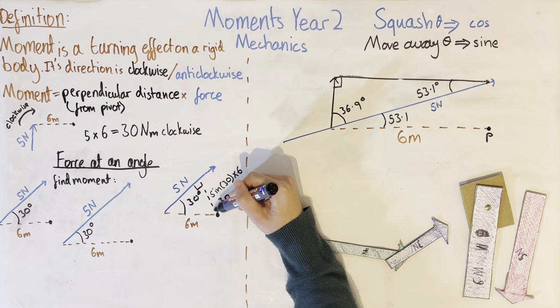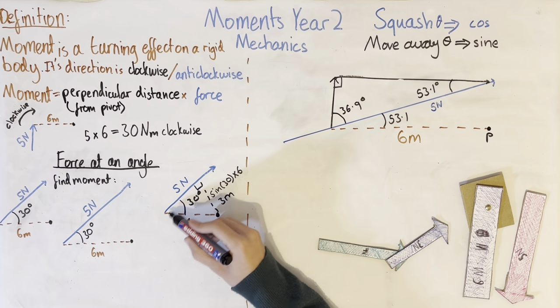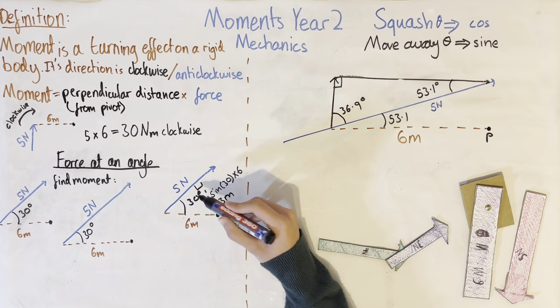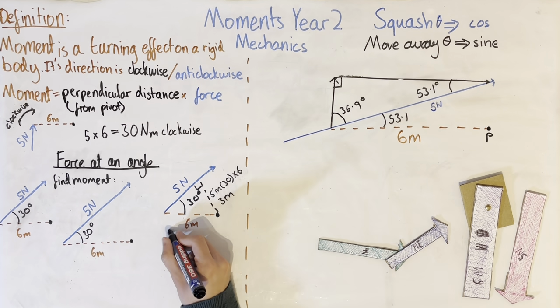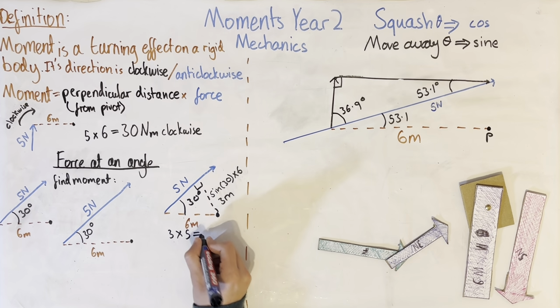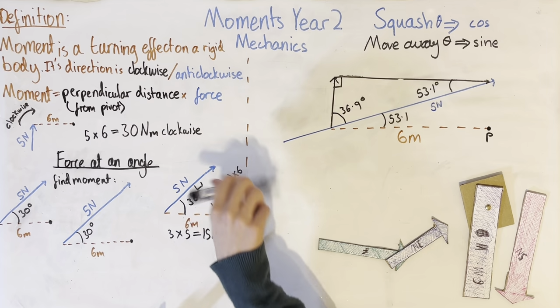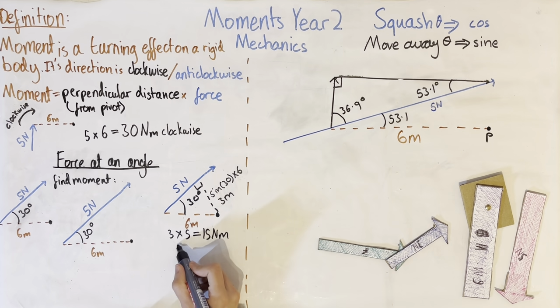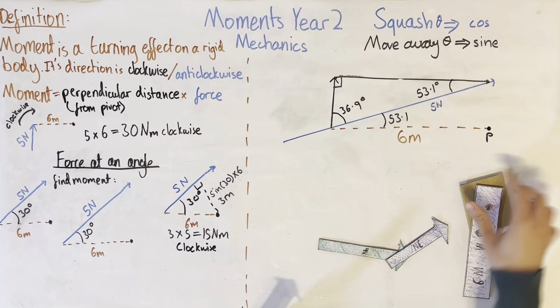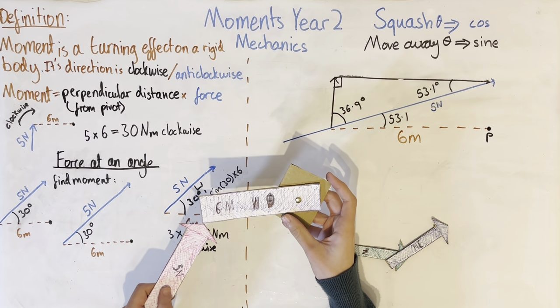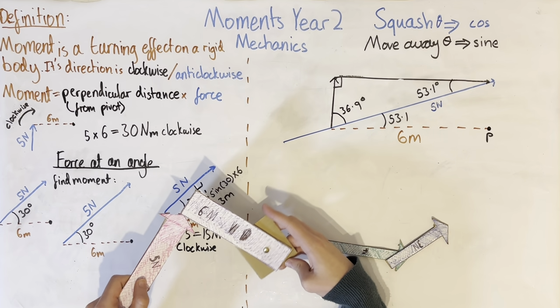Now, if we know the perpendicular distance is 3 meters, and that this is 5 newtons, we can do 3 times 5, which gives us 15 Newton meters, and that's going to be going clockwise. Let's get our diagram back up, and we can see that yes, indeed, it turns clockwise.